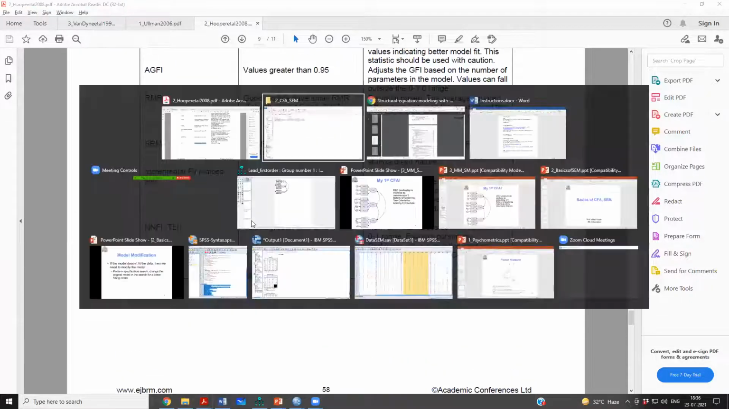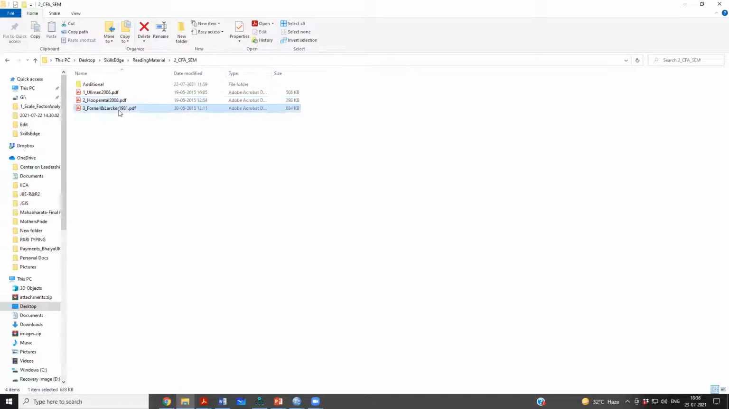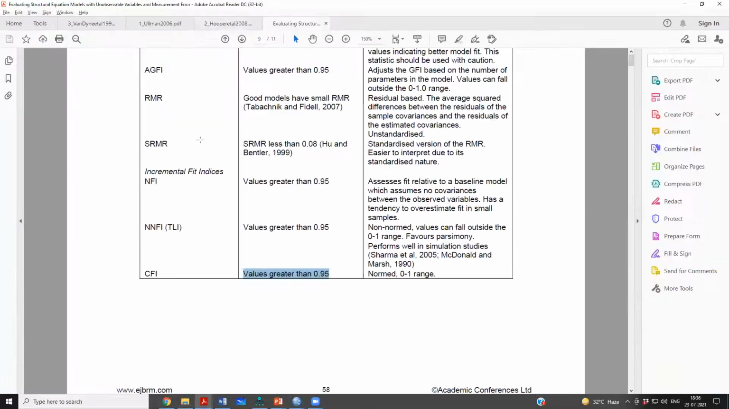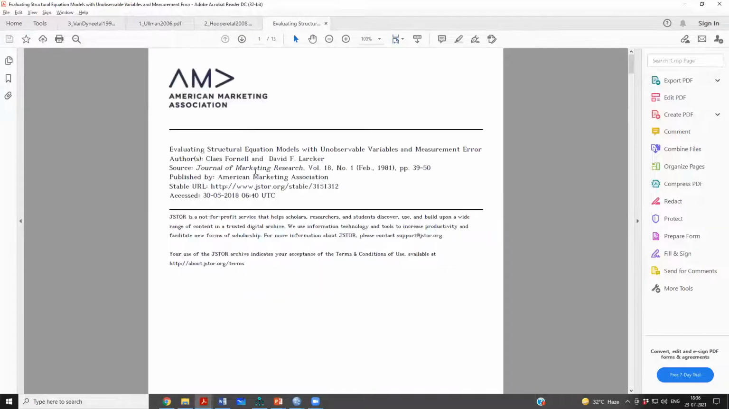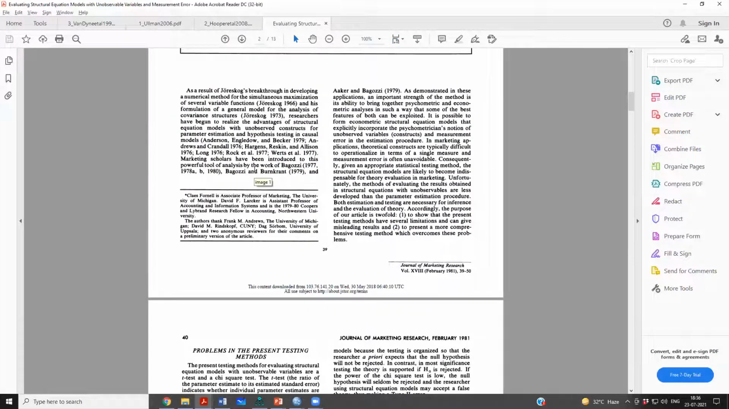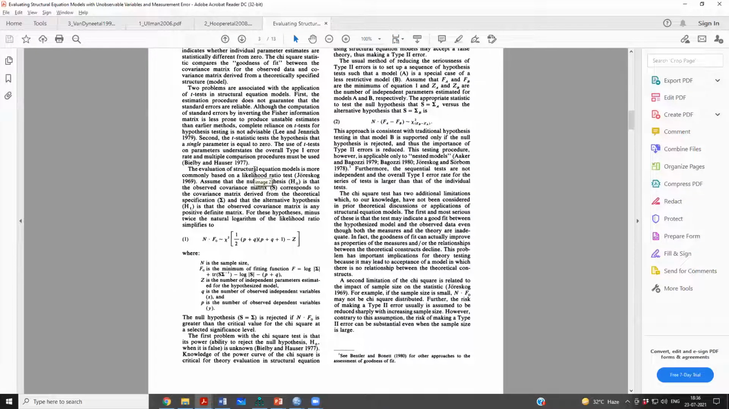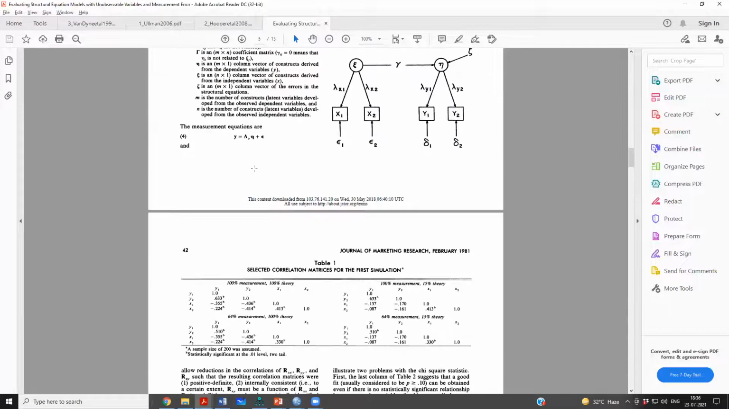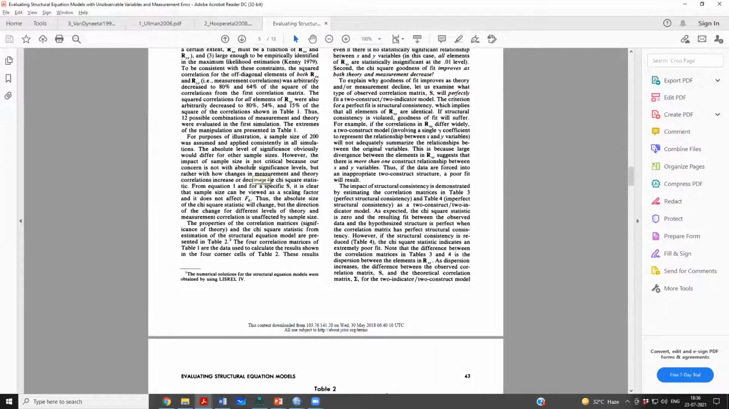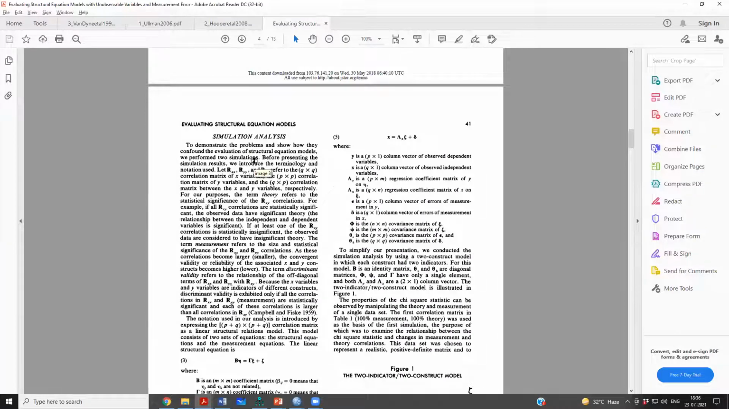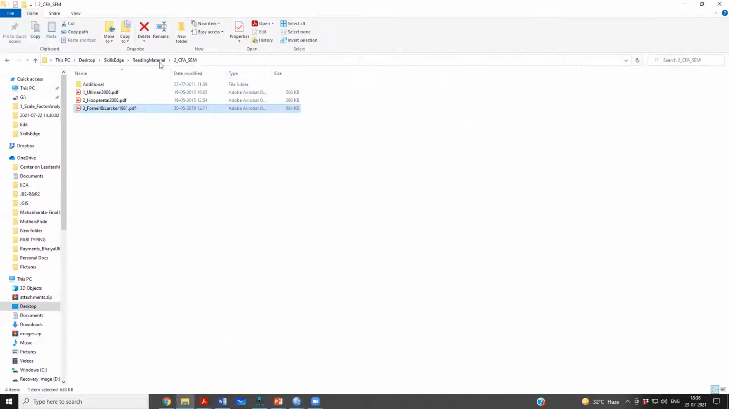So this is one paper, and then there is this paper that I will talk about in a while, which I have given you to read. This is a very standard paper on how we check for discriminant and convergent validity, which I will mention. Then there is mediation and moderation. We will come to that in a while.